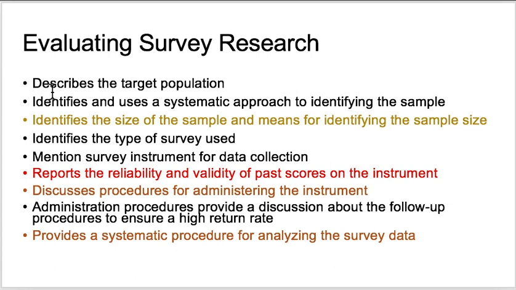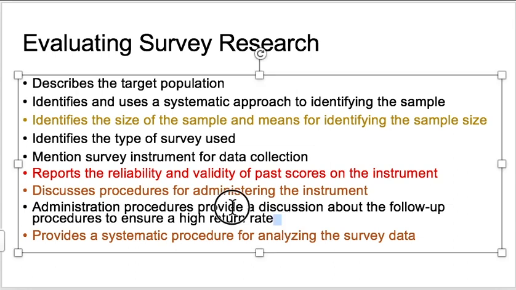There are some elements that are critical that you should be looking for. And I have some things color-coded. I would say that the things in black are pretty much no-brainers, and everybody does these things, or they don't matter that much. Like this one, I don't think is that big of a deal. Administration procedures, provide a discussion about follow-up procedures to ensure a high return rate. That can be taken care of somewhere else. I don't think it necessarily needs to be in a published article about a survey instrument.